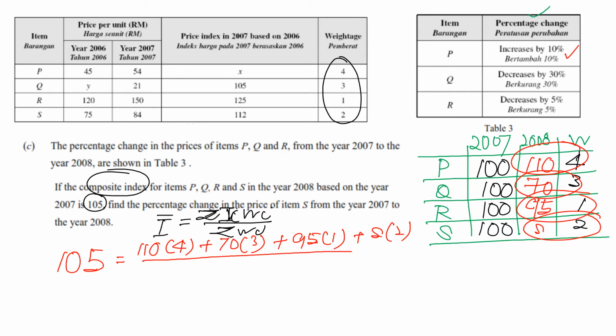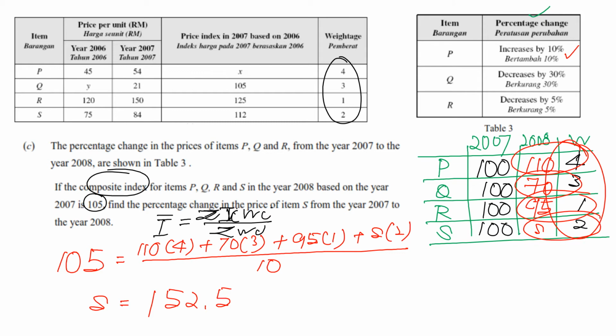Over the weightage. What is the weightage? Again, it is not changed, so it is 10. Then from here, you get your equation to solve. I'm not going to show you how to solve. By pressing your calculator, you should get 152.5. This is the price index of year 2008 based on 2007 for the item S.